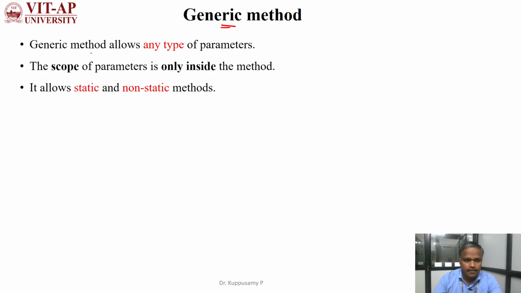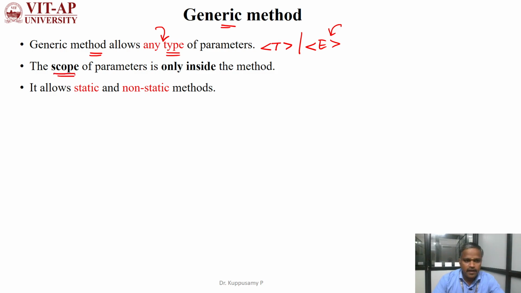Hi, here we will discuss generic methods in Java programming. A generic method allows the user to use any type of parameters, any data type. Generally, we can use the type variable T inside the angle brackets, or we can use E inside the angle brackets to represent any data type of the elements.